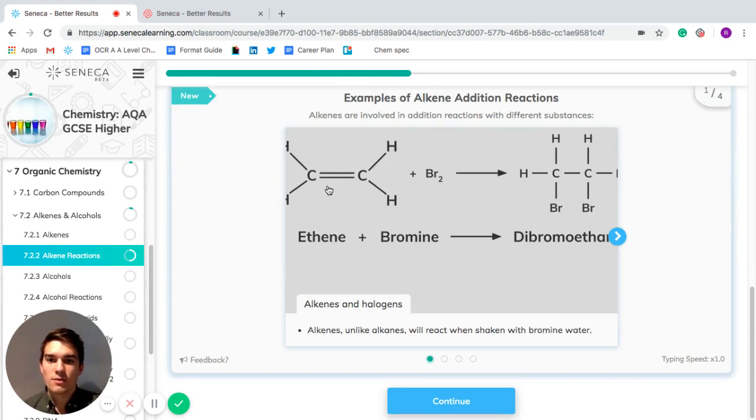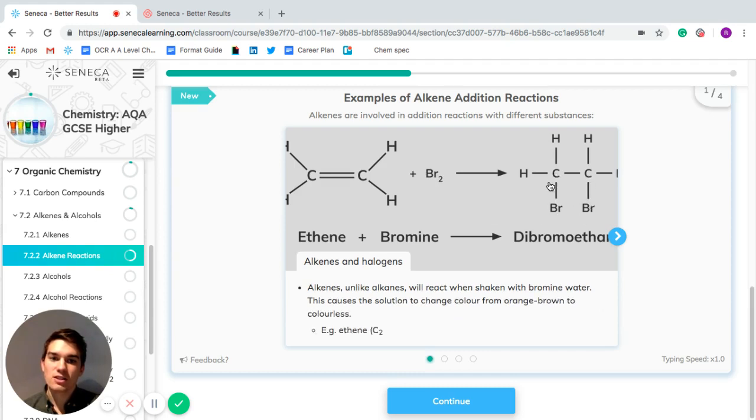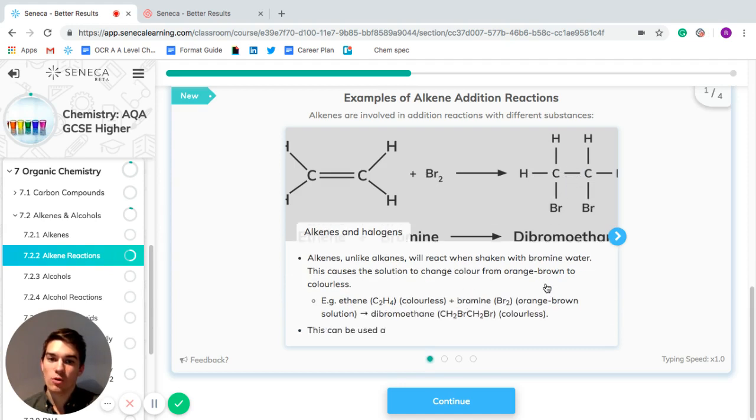So here we've got an alkene, which is ethene, plus bromine, Br2. You can see there's an addition reaction here, where the bromine joins on to both of these carbons. And you notice the C double bond C is turned into a single bond here. It can be used as a test to distinguish between alkenes and alkanes, because if you've got an alkane, this bromine will not react.